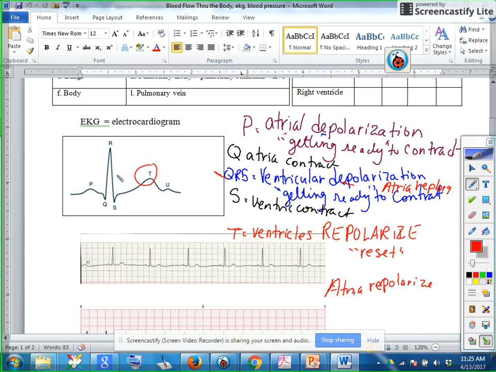So what do you notice? If you were in first grade, what do you notice the difference between this wave and this wave? Any first grader will say, oh, this wave's bigger, this wave's small. Exactly. Why is this wave bigger? This wave is bigger because you have two events happening at QRS. You have the ventricles depolarizing and you have the atria repolarizing.